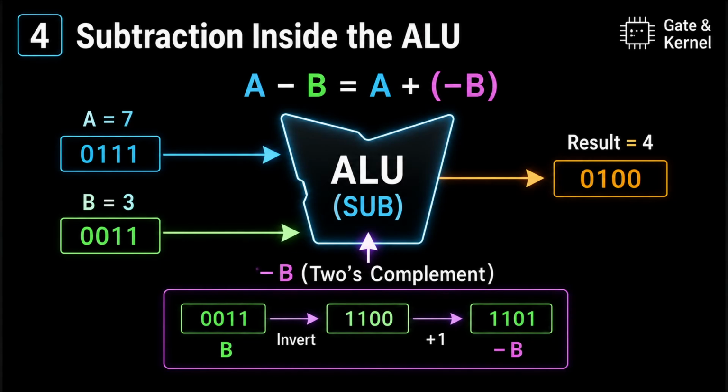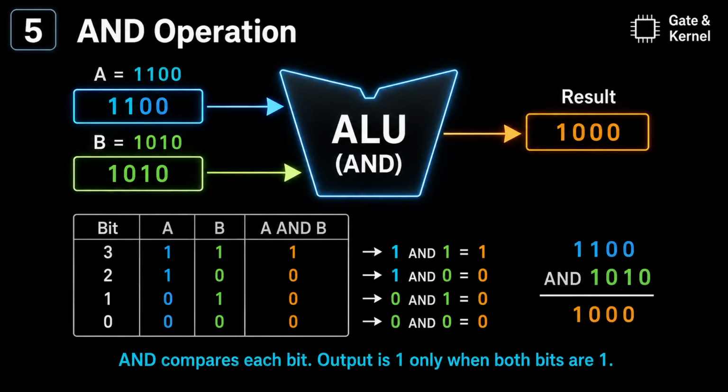The important idea is much bigger. 2's complement allows addition and subtraction to share much of the same arithmetic hardware. That reduces duplication and makes the ALU much more elegant. Chapter 5. AND operation. The ALU also performs bitwise logical operations.